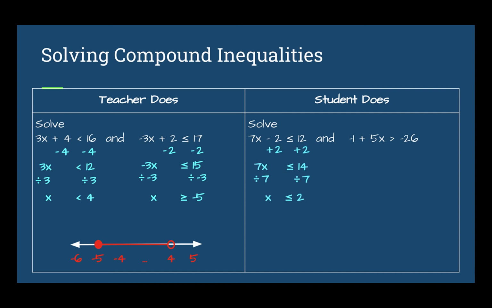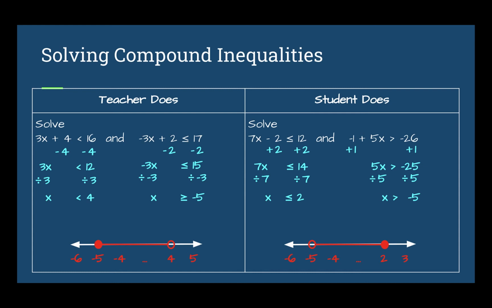Check your answers. First one, you should have got x was less than or equal to 2. Second one, you should have got x was greater than -5. Neither sign switches. We didn't divide by any negatives. When you graphed your solution, it should have looked like this, where you have an open circle at -5, a closed circle at +2, and your arrows are cut off between those two numbers.